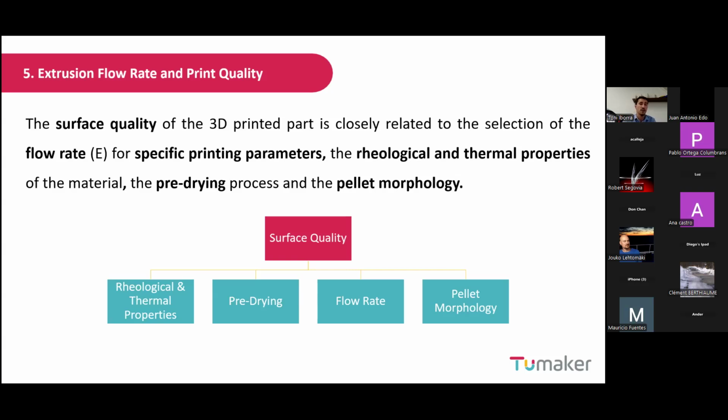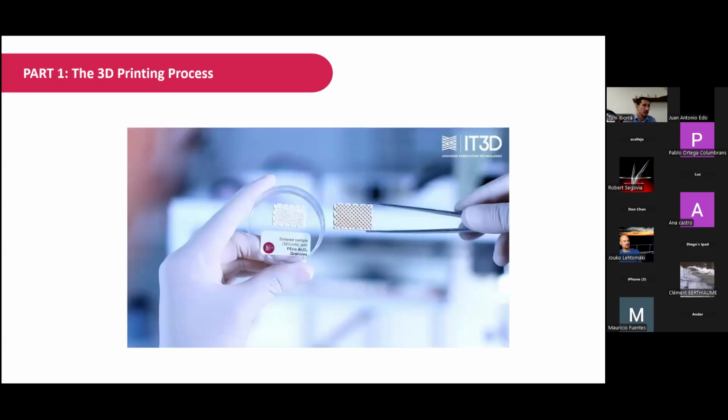As I said before, this is the critical parameter that is going to determine the surface quality of the 3D printed part. It's a value that we obtain experimentally and that needs to be adjusted. This is why I always like to consider pellet 3D printing as an advanced fabrication technology.